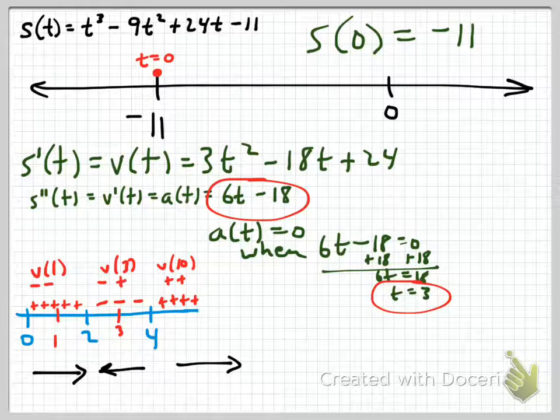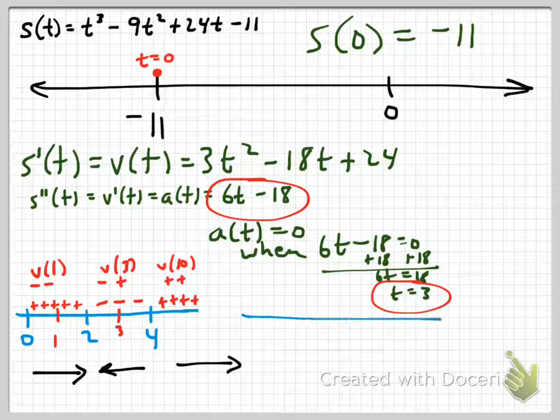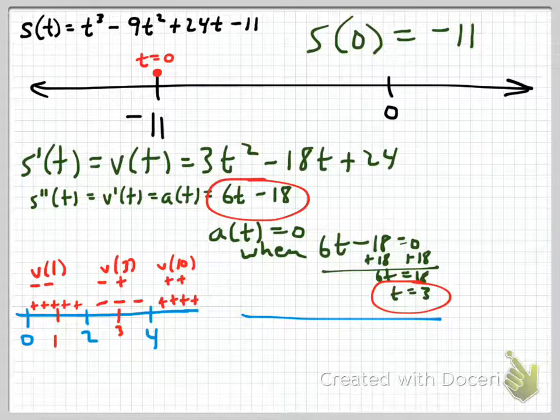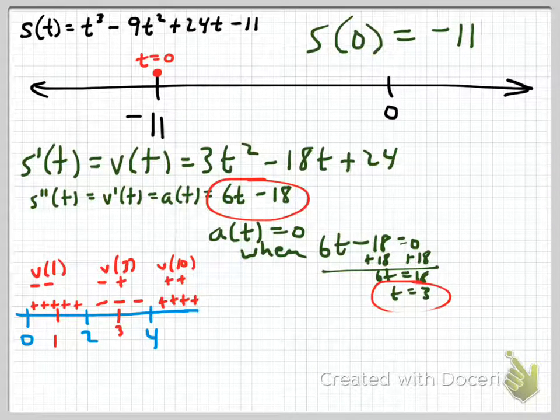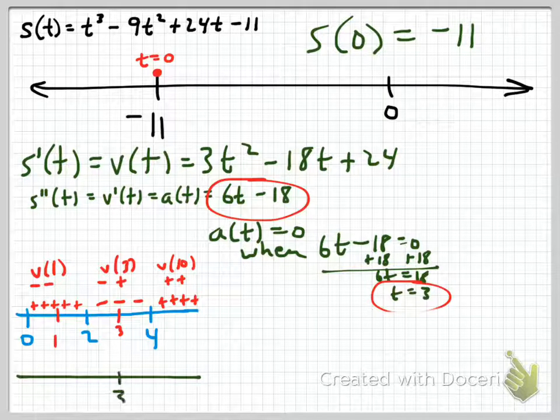And let's build another sign chart here. It would be nicer if we can build it underneath, so I'm going to go ahead and do that. I'm going to build the sign chart for the acceleration underneath the sign chart for the velocity, and I think it'll be a little easier to see what is going on. So the blue sign chart is the velocity, and the green sign chart will be our acceleration. Remember, t starts at 0, so we don't need to worry about what's going on left of 0. It doesn't make sense in our problem.